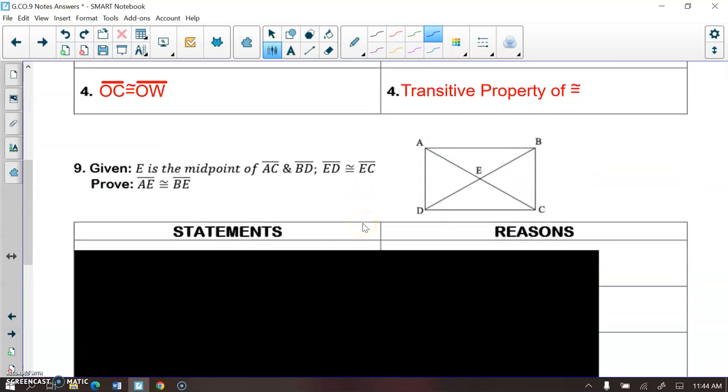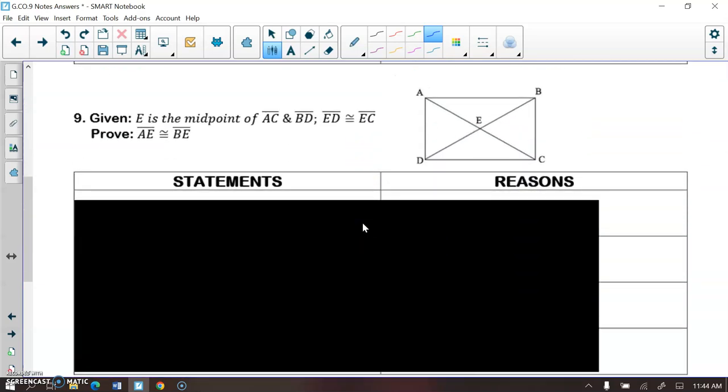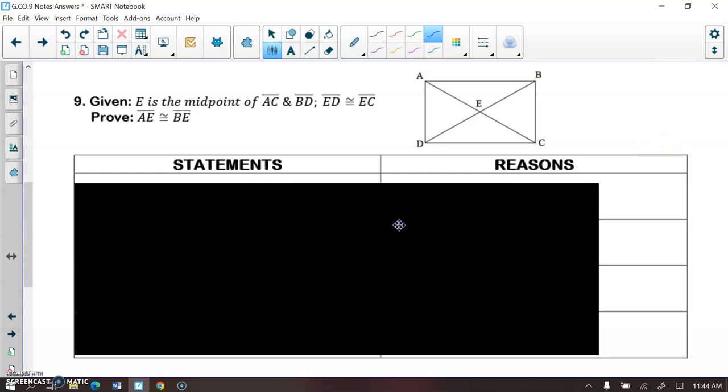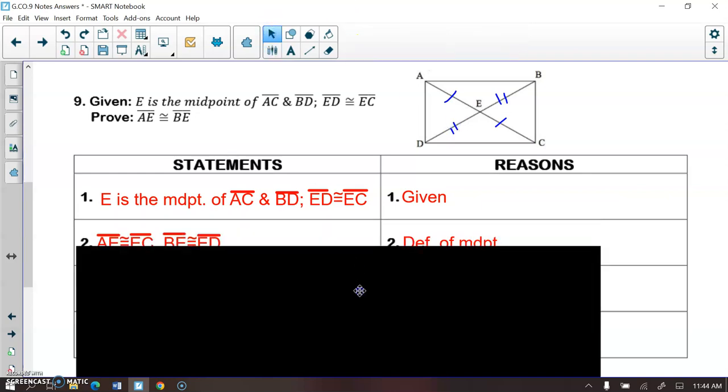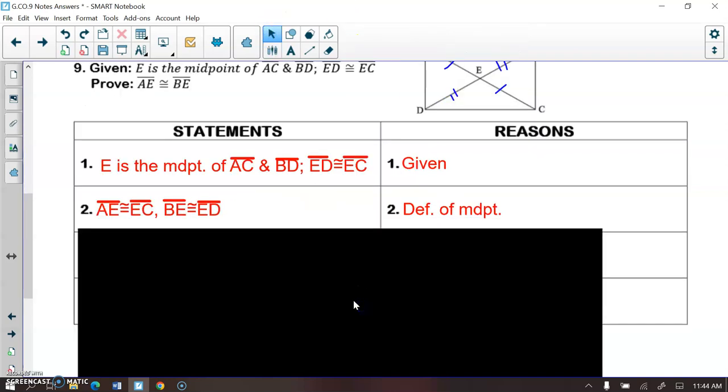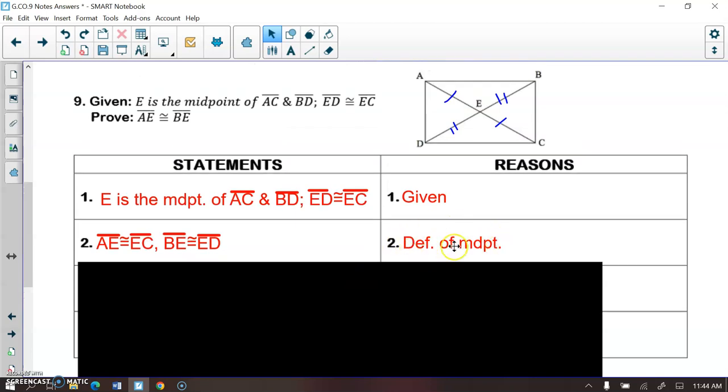All right, we are on our last one, which is something we're going to write together. I'm going to put our given all in one statement. So the very beginning, that's my given. Now, if I know that E is the midpoint of AC and BD, that means I know AE and EC are congruent, and BE and DE are congruent. So I'm going to say that next. I can say that all in one step because it's the same exact reason for that.